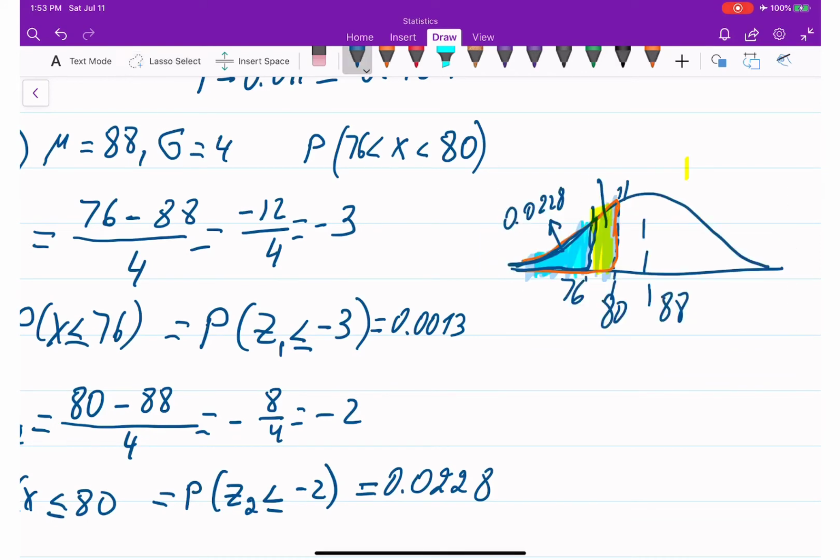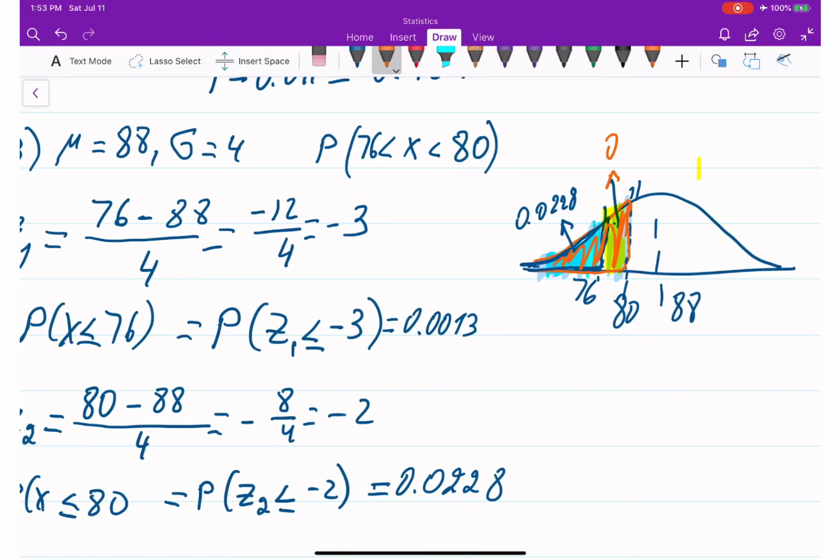So this is 0.0228. And this one, the whole orange area, is 0.0228. And the blue area is 0.0013. So if I take the orange area and subtract the blue area, I will get what is in between, right?